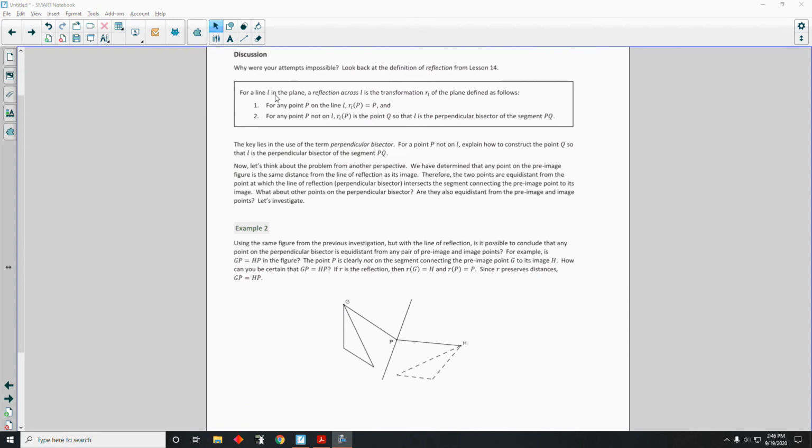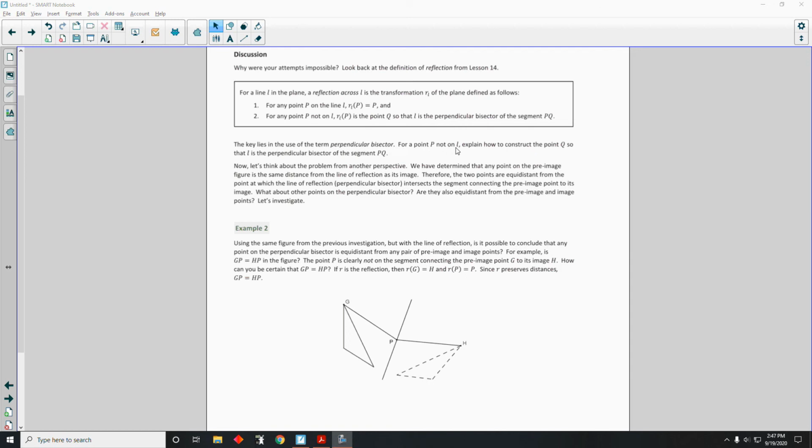For a line L in the plane, a reflection across L is a transformation R sub L of the plane defined as follows. For any point P on the line L, R sub L of P equals P, and for any point P not on L, R sub L of P is the point Q, so that L is the perpendicular bisector of the segment PQ. So you really need to be accurate. The key lies in the use of the term perpendicular bisector.